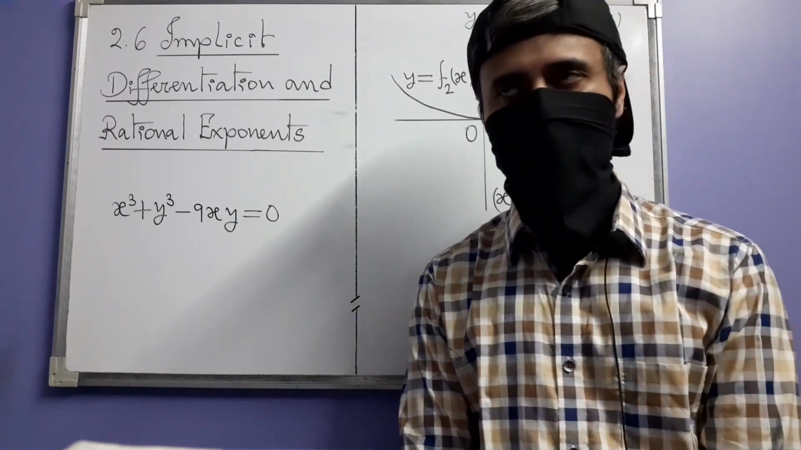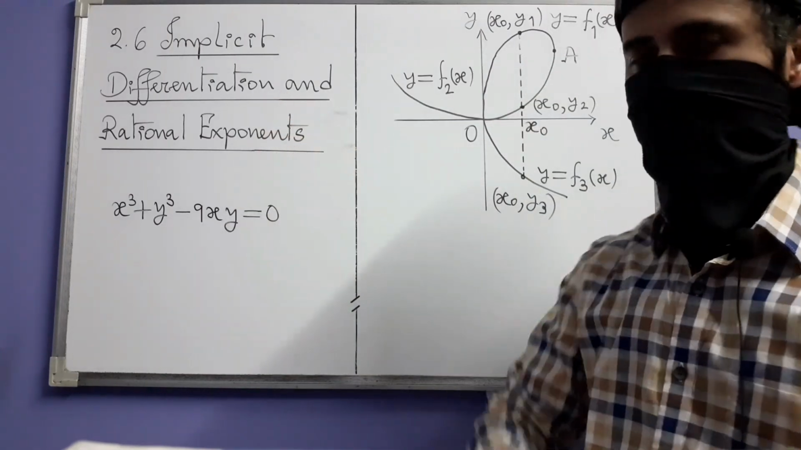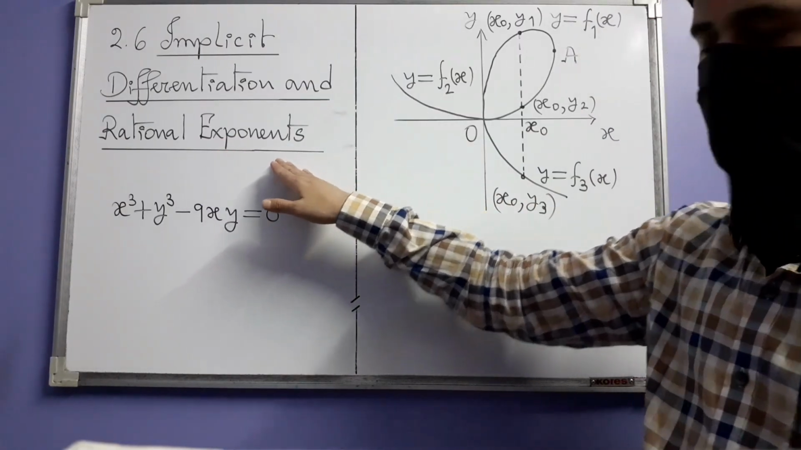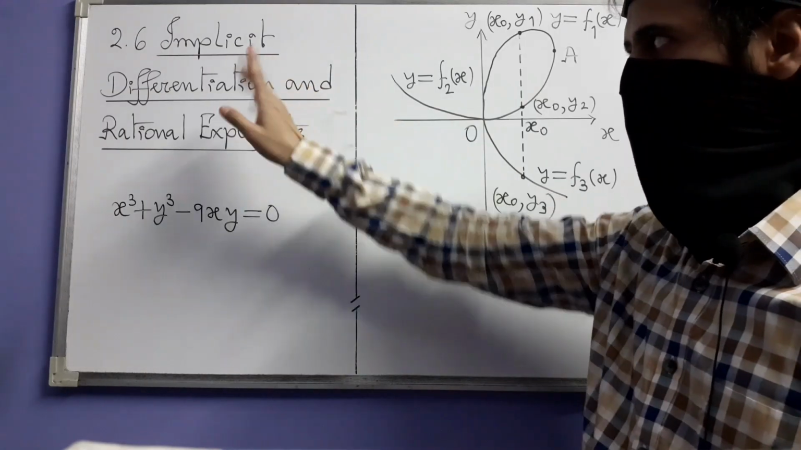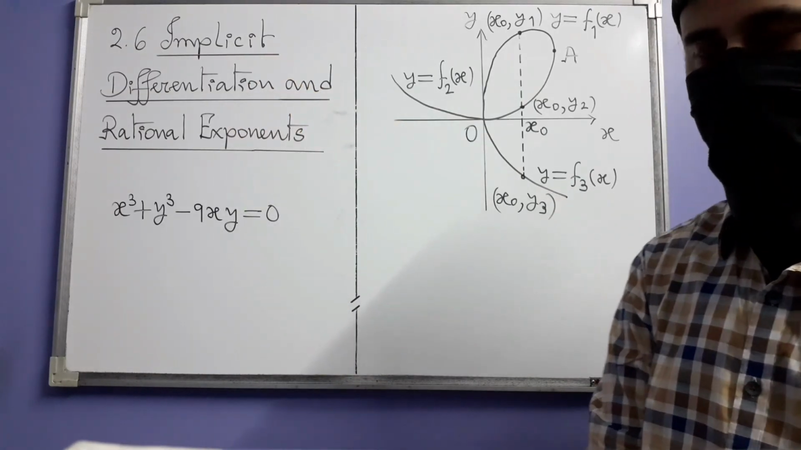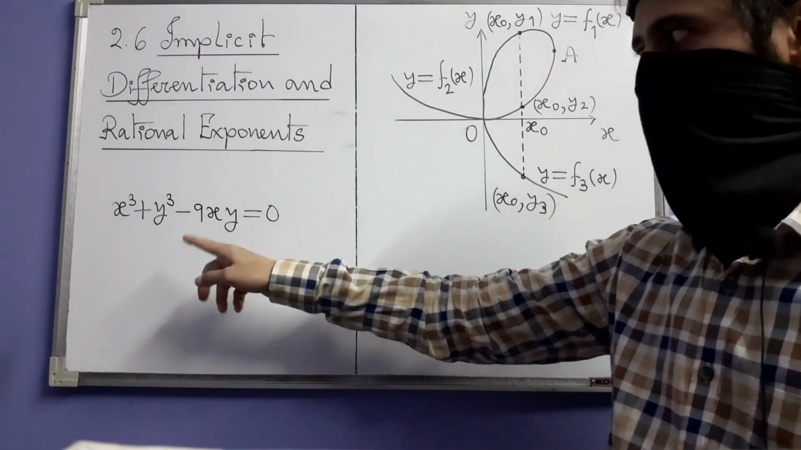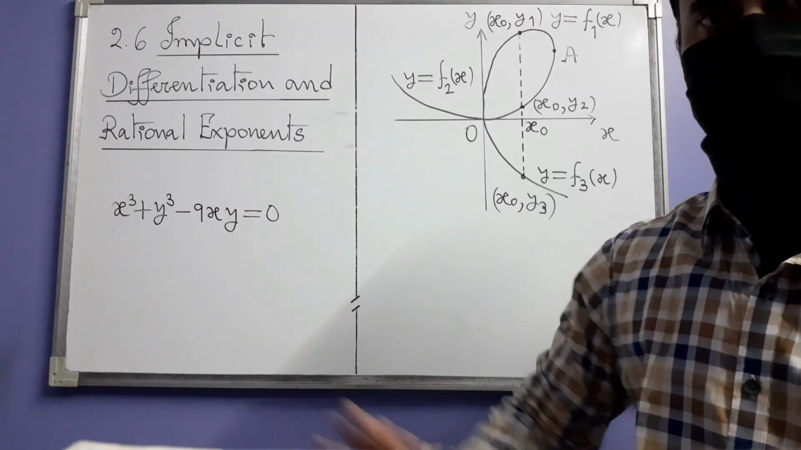New section, and the section name is Implicit Differentiation and Rational Exponents. We will come to this rational exponents part afterwards. Let us first see what implicit differentiation is. And we are going to start our discussion with this equation: x cubed plus y cubed minus 9xy equals 0.